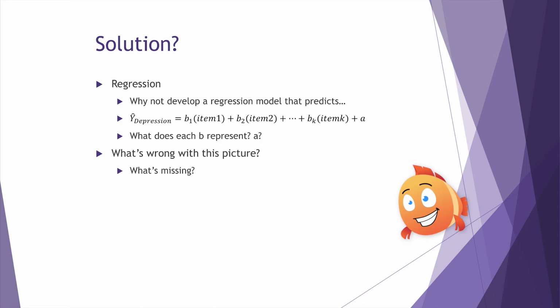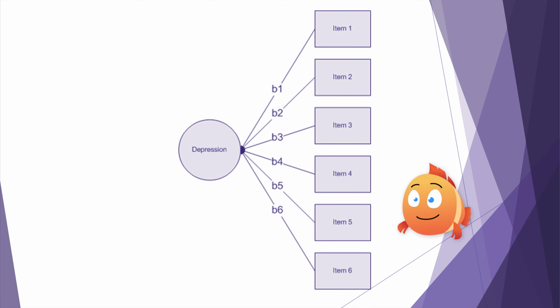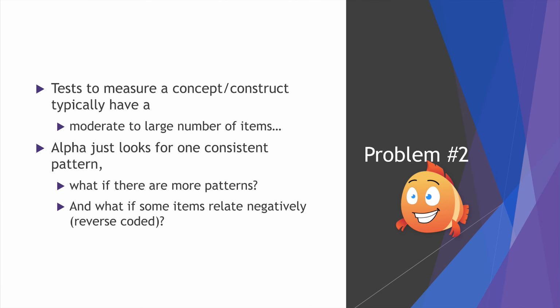But the question is, what's wrong with this picture? What is missing? Spoilers, something is missing. Well, let's look at the path diagram that I've illustrated here. It should look very similar to the previous path diagram. However, instead of all of the items loading as 1 on our latent trait of depression, we have each of the beta weights.